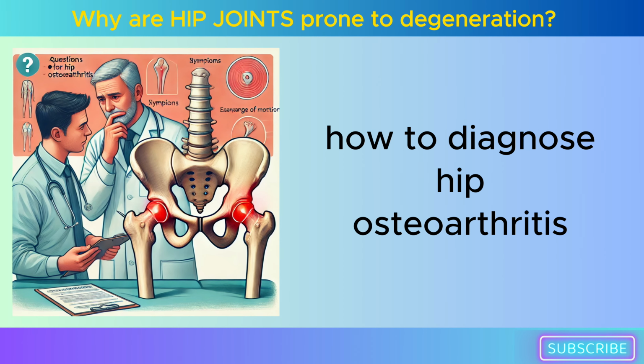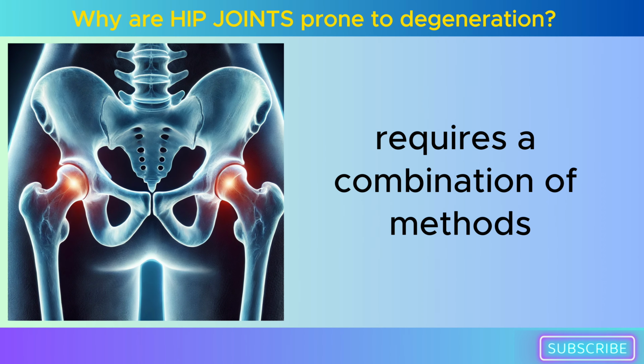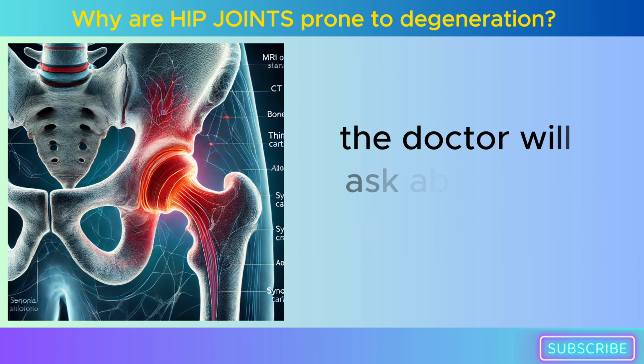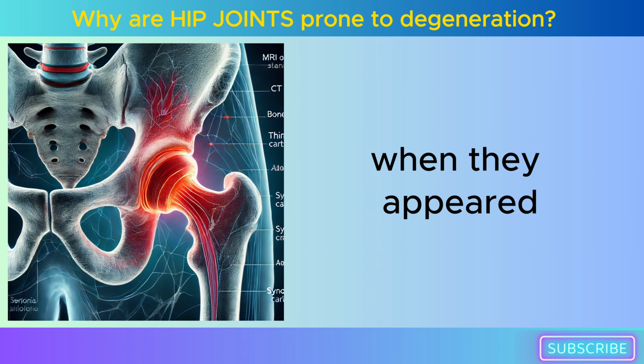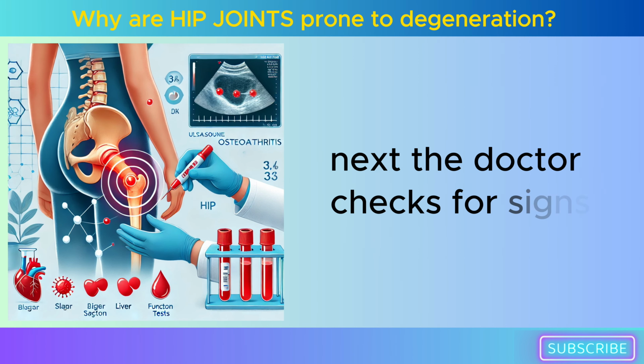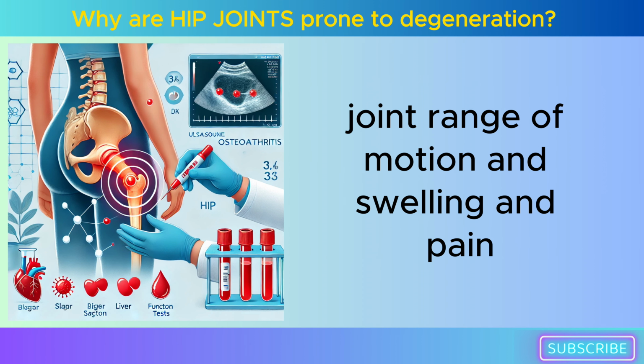How to diagnose hip osteoarthritis. Diagnosing hip osteoarthritis requires a combination of methods. Clinical examination. The doctor will ask about the symptoms, when they appeared, and how they affect the patient's life. Next, the doctor checks for signs such as groin muscle weakness, joint range of motion, and swelling and pain.